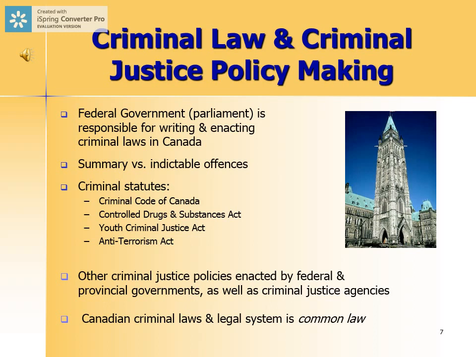So we have a number of criminal statutes that have been produced by the Parliament over the last century or so. The most important is the Criminal Code of Canada. This is by far the most critical piece of legislation with respect to the criminal justice system in Canada. But we also have other pieces of legislation that are important to the criminal justice system. The first is the Controlled Drugs and Substances Act, which regulates all illegal substances in Canada.